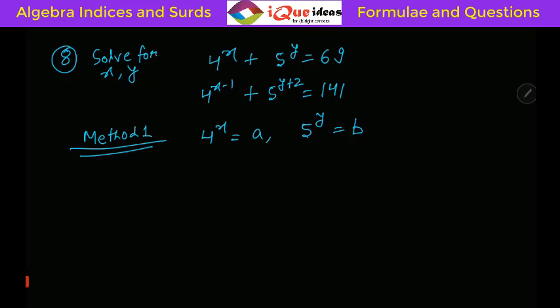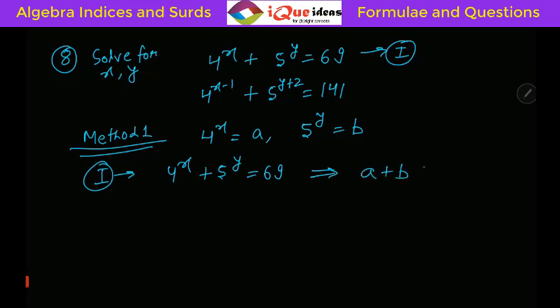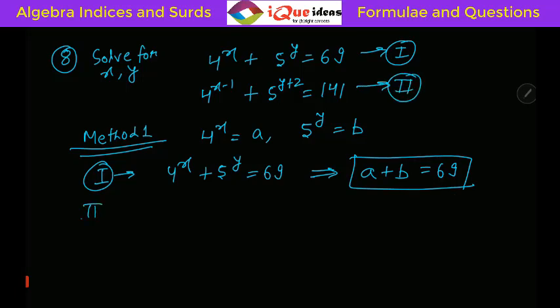So the first equation can be written like this: 4 raised to the power x plus 5 raised to the power y is equal to 69. This gives us a plus b is equal to 69. Similarly, the second equation can be written as 4 raised to the power x minus 1 plus 5 raised to the power y plus 2, that is equal to 141.